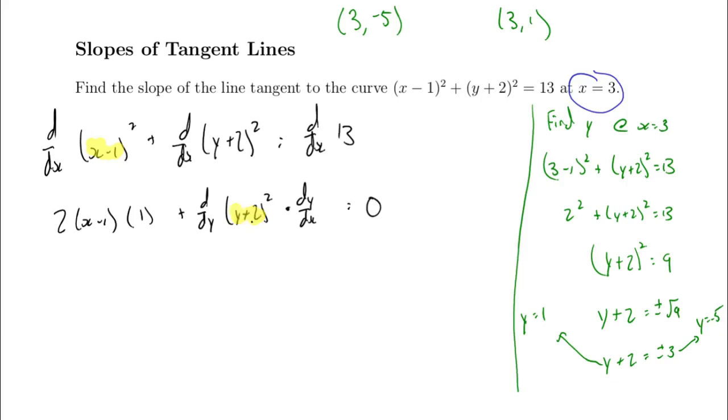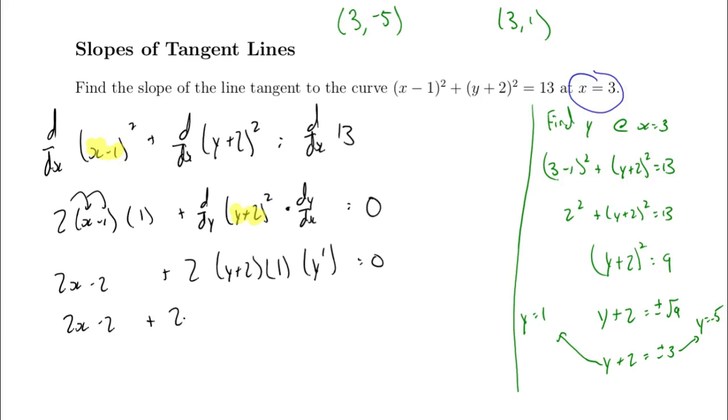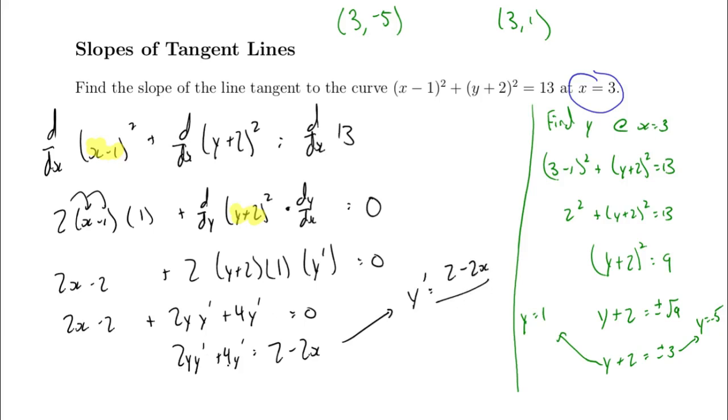So now notice this is the same kind of chain rule that we did earlier. We'll bring the 2 out front. So we have 2x minus 2 here, just by doing the distributive property. We have 2 times (y plus 2) times 1 times y prime. All this to say 2x minus 2 plus 2y y prime plus 4y prime equals 0. We can solve for y prime now. 2y y prime plus 4y prime is going to equal 2 minus 2x, and that means that y prime is going to be (2 minus 2x) over (2y plus 4). This is our derivative.